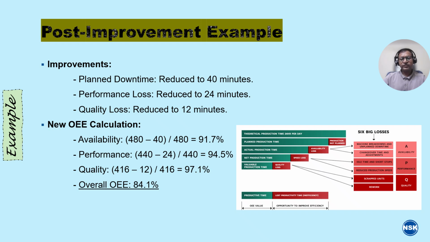The new OE calculation is as follows. Availability comes to 91.7%, performance comes to 94.5%, quality comes to 97.1%, and hence overall OE, which is the multiplication of all, comes to 84.1%. Hence, an engineer has identified the losses, conducted the root cause analysis, and provided the solutions through adoption of innovative approaches.